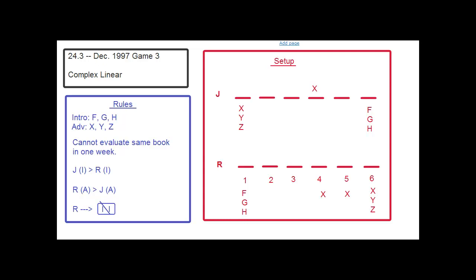Rosenberg cannot review introductory textbooks consecutively. As a reminder, the introductory textbooks are F, G, and H. We already figured out that Rosenberg also cannot review introductory textbooks on day 1. So the spaces available for the introductory textbooks as far as Rosenberg is concerned are 2 through 6, because you can't do it on 1.